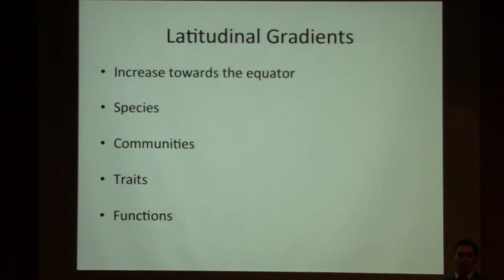I'm not going to focus so much on the latter two. Traits and functions are things that I'm starting to get into with my research, but what I really want to talk about are the two things that we can observe at the broadest scale, which is the diversity of species and the diversity of those species within communities. And as you can well imagine, this is not poorly trodden ground.